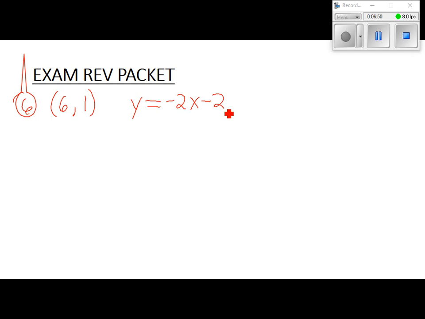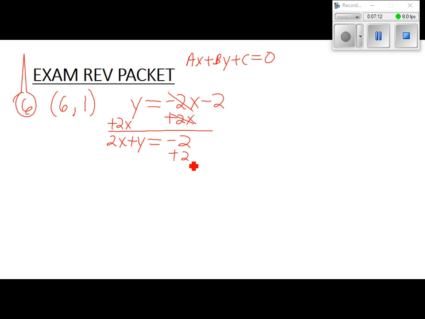Well, if we're going to use that formula, the first thing we have to do is put this equation in the form ax plus by plus c equals 0. So everything's on one side and 0 is on the other. I have to add 2x to both sides. I get 2x plus y, these cancel out, equals negative 2. And I add 2 to both sides. Can't put that 2 with the x's or the y's because they're not like terms, so it's just going to be 2x plus 1y plus 2 equals 0.